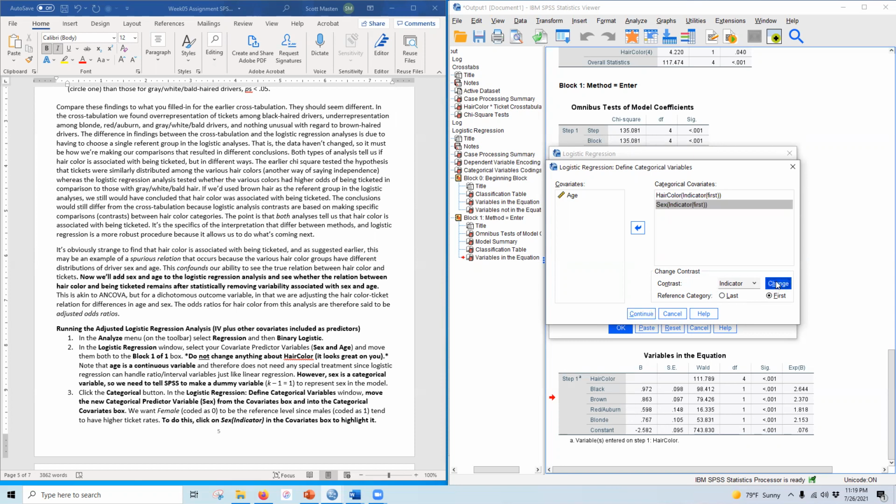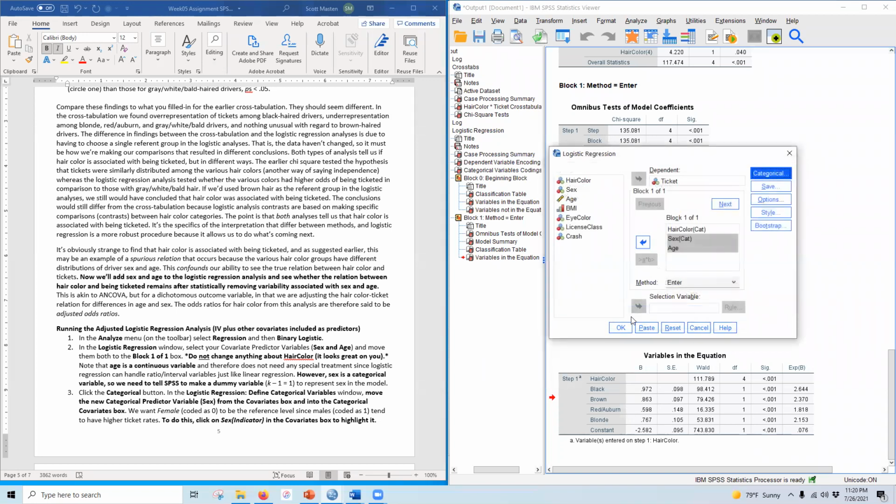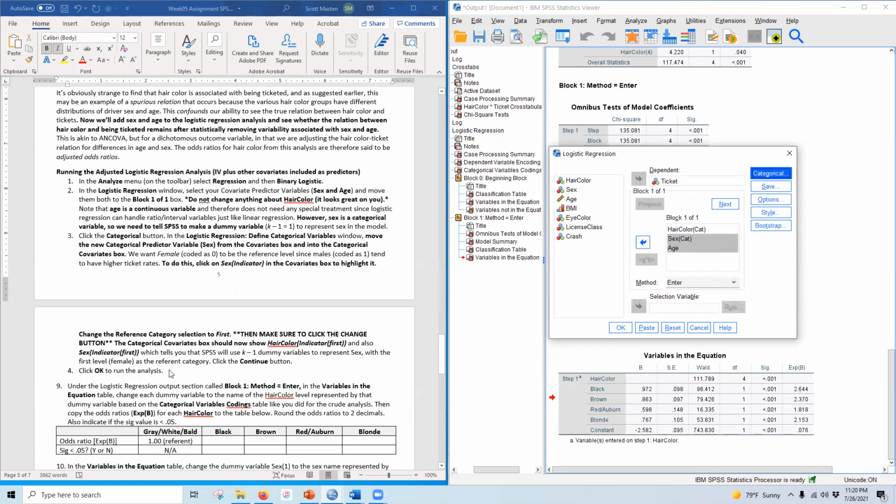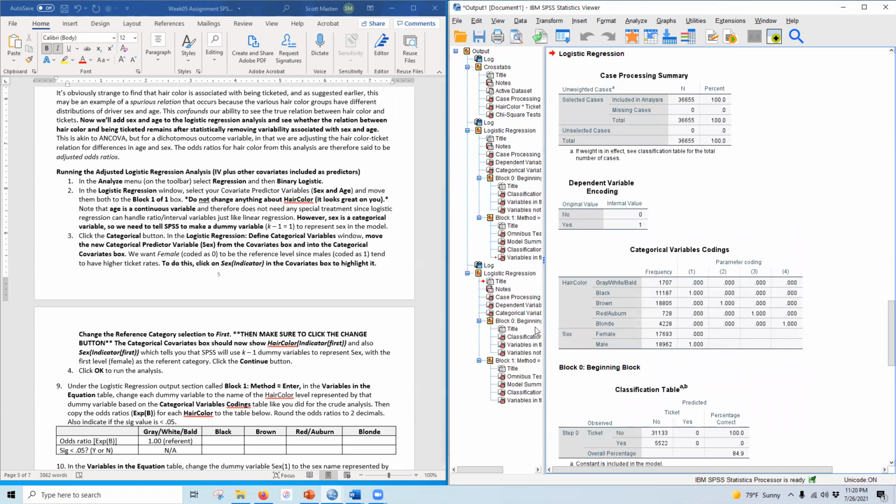Make sure you hit change. We're going to do sex, and it's going to compare all levels to first. The only other level is male. First is female. Click continue. All right, change the reference category to first. Don't do anything with hair color, and click OK. We now have, instead of a crude logistic, a logistic that is adjusted for age and sex.